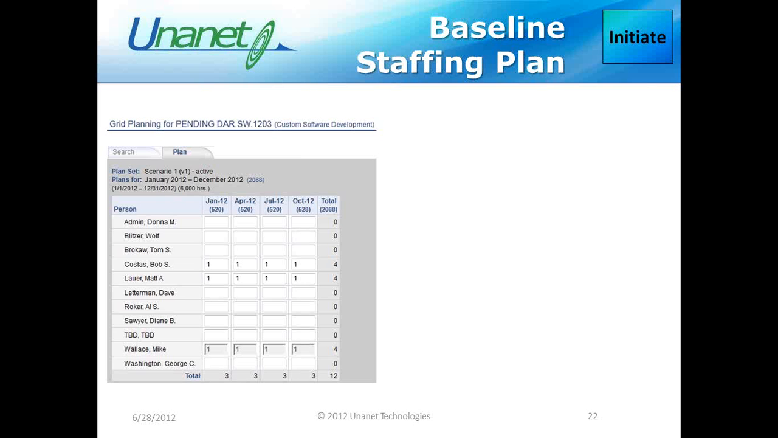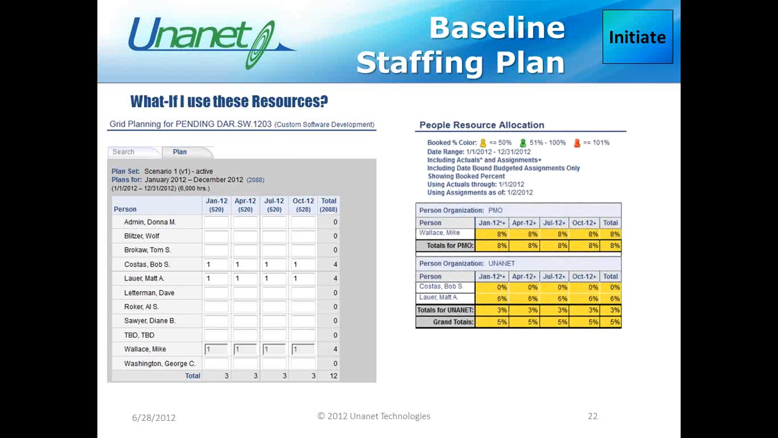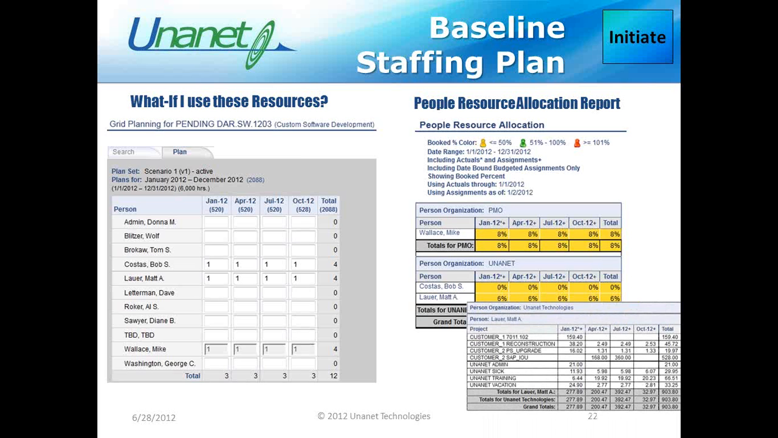So maybe I want to use Matt Lauer and Bob Costas as the system engineers, but are they available? I can switch to the new screen and run the People Resource Allocation Report to determine the availability of these two resources based on their actuals and assignments for the duration of this new proposal. It looks like Bob and Matt are available part-time. I can click on Matt's name, drill in to view exactly what he's working on, and even if more than one project, and I can see what projects he's assigned to.